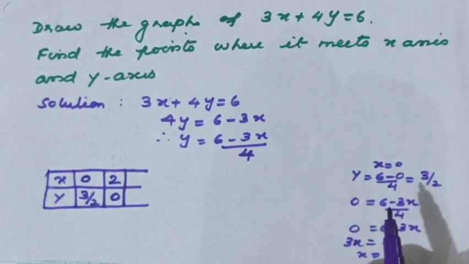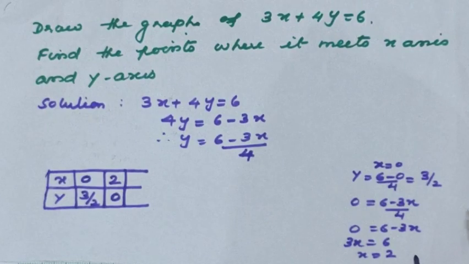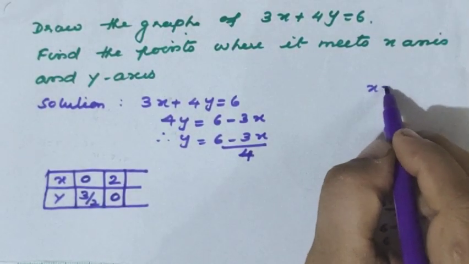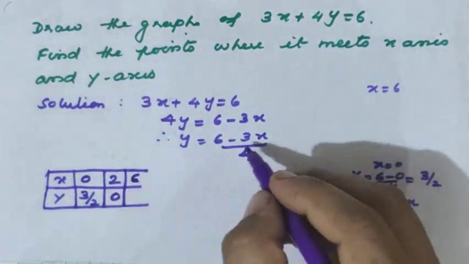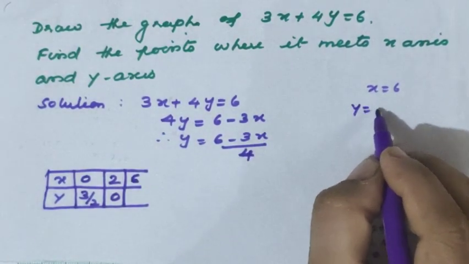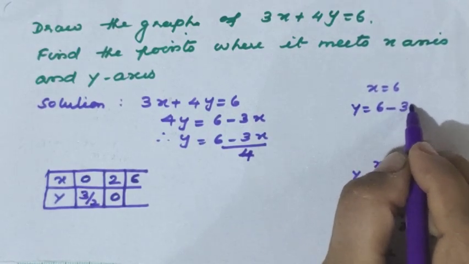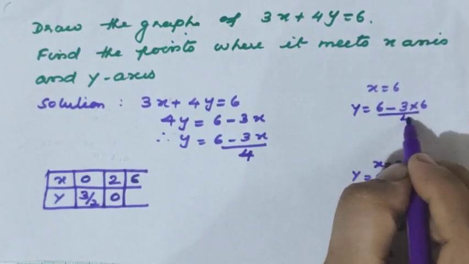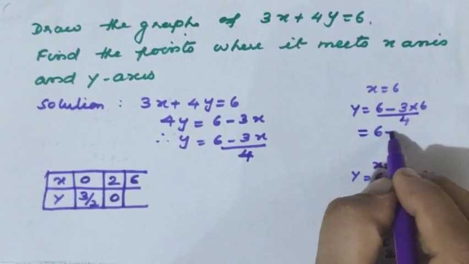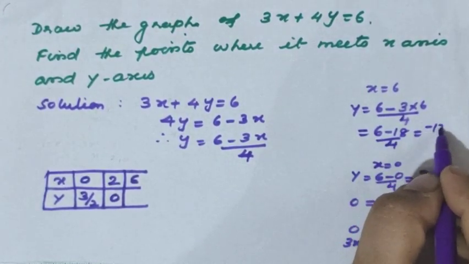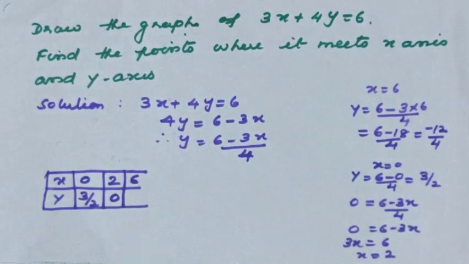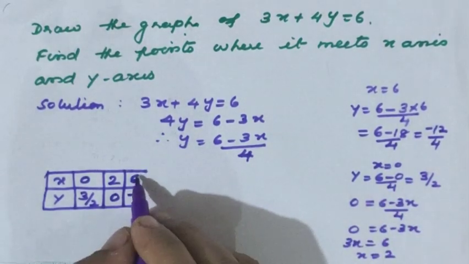If you are getting like that, then it is good only. So what we will do, I am selecting x equal to 6. Right, x equal to 6 I am writing here. So 6 minus, what is y now? 6 minus 3 into 6 by 4, that is 6 minus 18 by 4. What is 6 minus 18? Minus 12 by 4. So it is equal to minus 3.